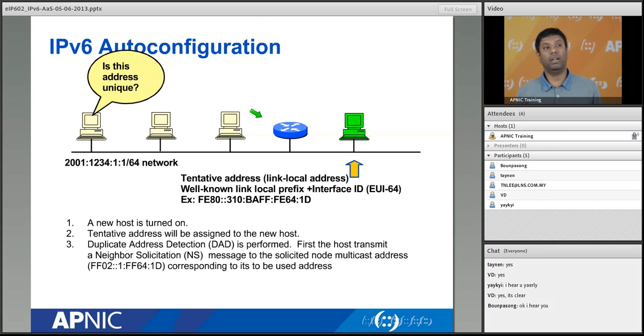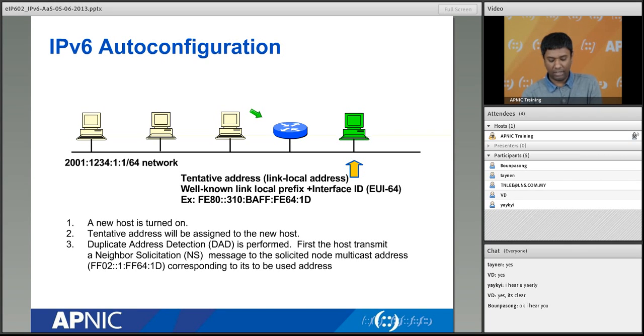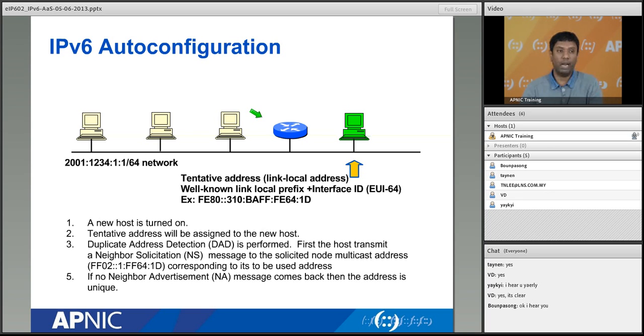So that's why the new machine will send a multicast message into the network, and by sending the multicast, it will try to see whether the same address has been used or not. If not been used, no one has replied on that multicast, then the machine knows, yes, this address is unique. So it will build its own address. Then after that, it will try to discover its global address.